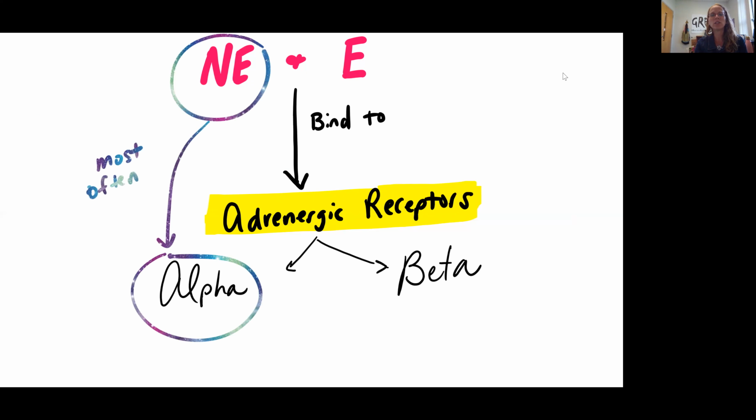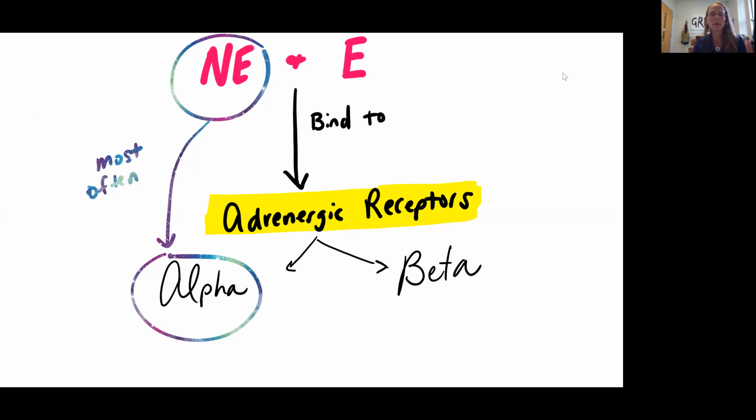Now, there are two different types of adrenergic receptors. There are alpha and beta receptors. So when we're talking about the sympathetic division, cells that respond to norepinephrine and epinephrine will have to have either alpha or beta receptors as part of their cell membrane.